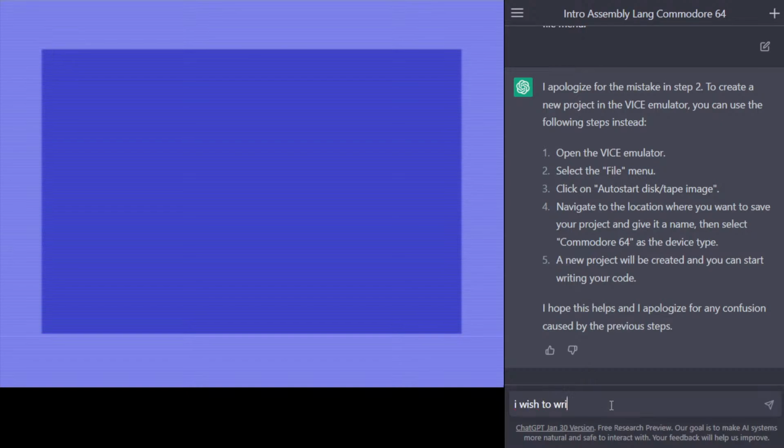I wish to write my code directly in the emulator using the final, was it called Final Cartridge 3? Yeah, Final Cartridge 3.